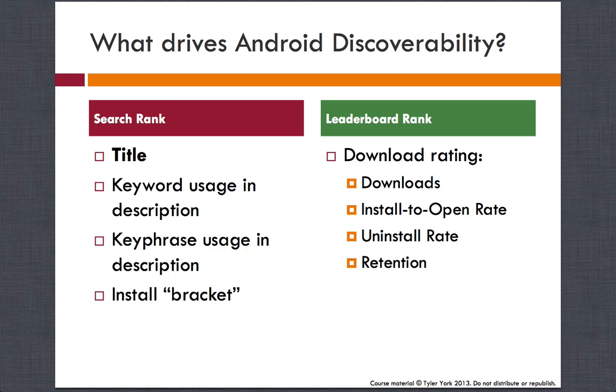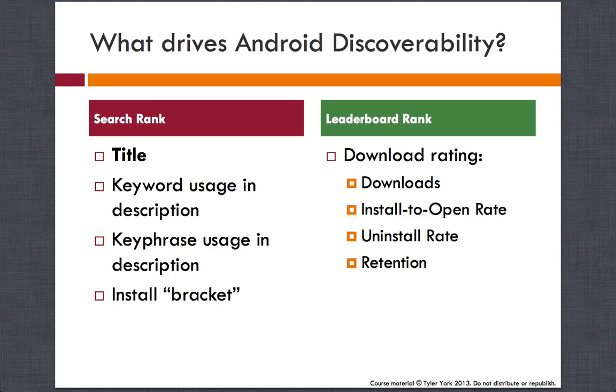Another important thing for search rank on Android is your install bracket. If you're familiar with the Android marketplace, you'll know that when you have 100 to 500,000 downloads, you'll be in this bracket, and when you have 1 million to 5 million downloads, you'll be in this bracket. And that bracket seems to have an effect on where you rank. So it's rewarding the more established apps.